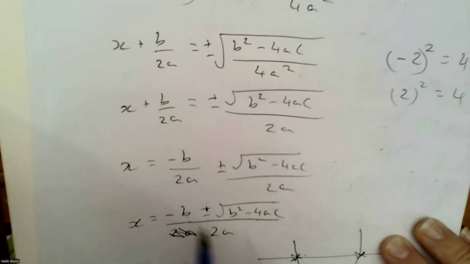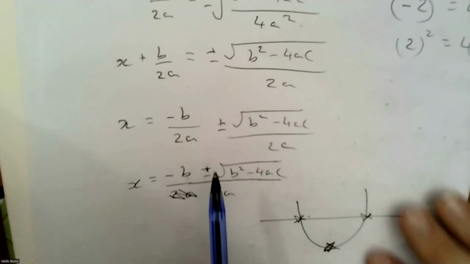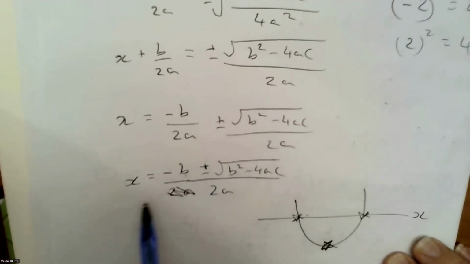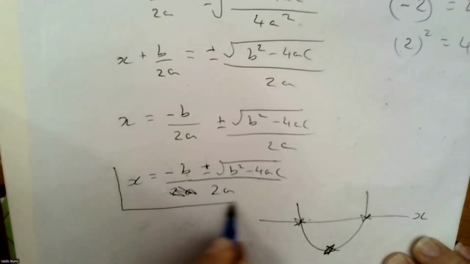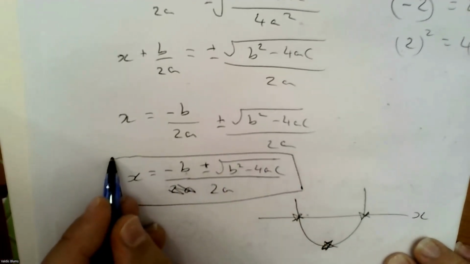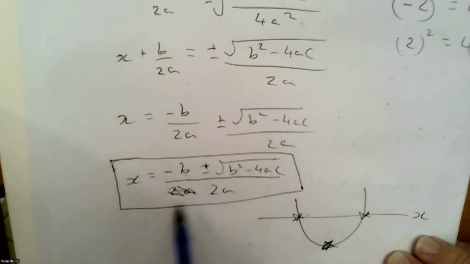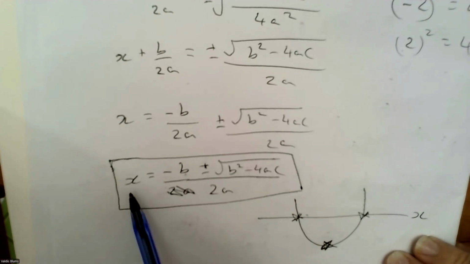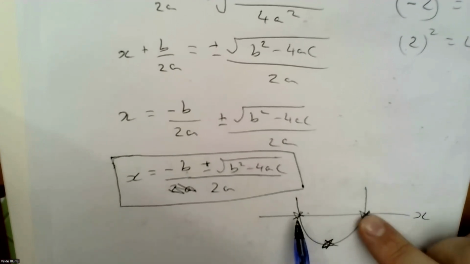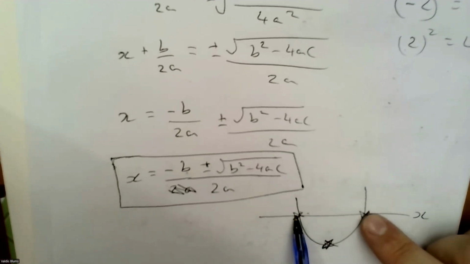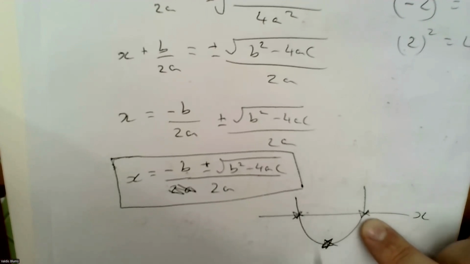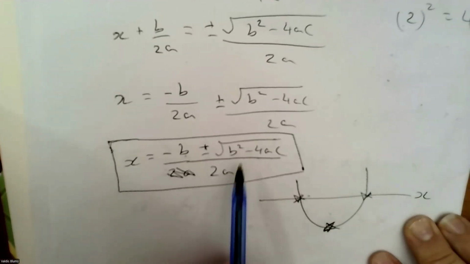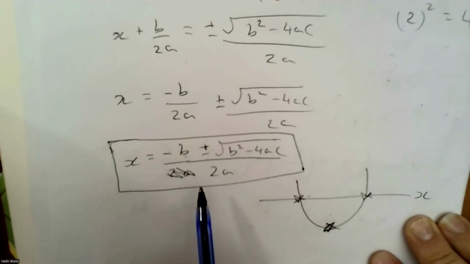So all over 2a, so negative b plus minus this square root chunk of stuff. So this formula is actually the quadratic formula, something that you'll hopefully have seen in class already. And you can see it was derived for a not equal to 0, and it was derived for y equal to 0. So we're trying to find those x-intercepts, where the parabola crosses that x-axis. And a, b, and c in this equation directly link to the coefficients of your quadratic equation.